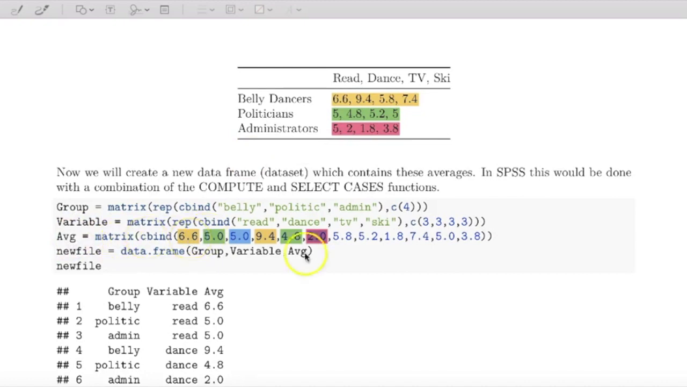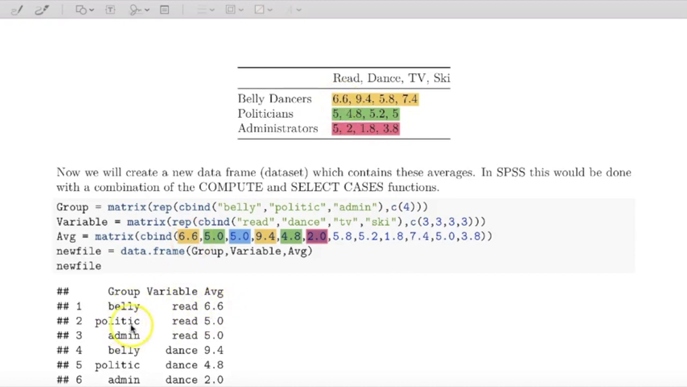The order in which you enter it does matter, because if you don't enter them in this order, you're going to get different results, period. And it's going to be incorrect. So here I highlighted where I'm getting the numbers. It would be 6.6. That's the belly dancers reading. That's why it needs to be there.